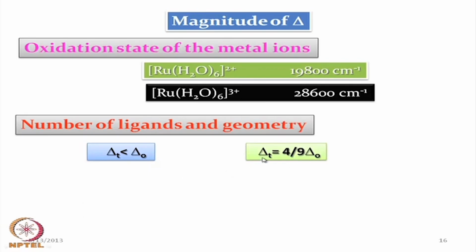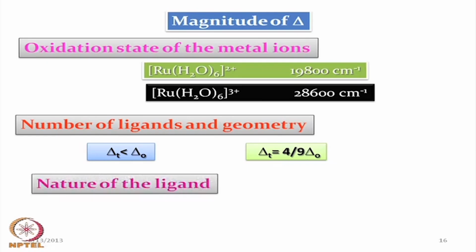And we have seen also that delta T will be almost equal to 4/9 of delta O, and as a result we don't expect any low spin compound in tetrahedral geometry. So all the tetrahedral complexes in all cases are high spin in nature, whether it is tetrachloroferrous ion or tetrachloronickel ion, all will be in the high spin geometry.